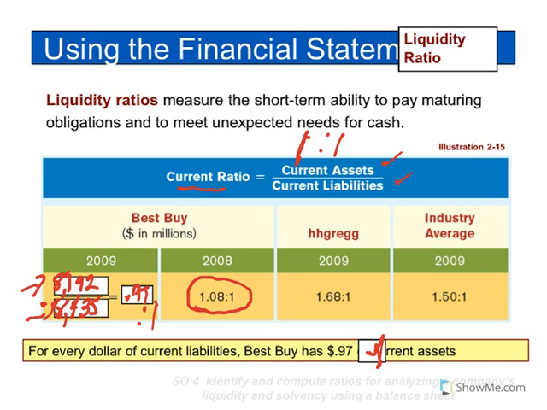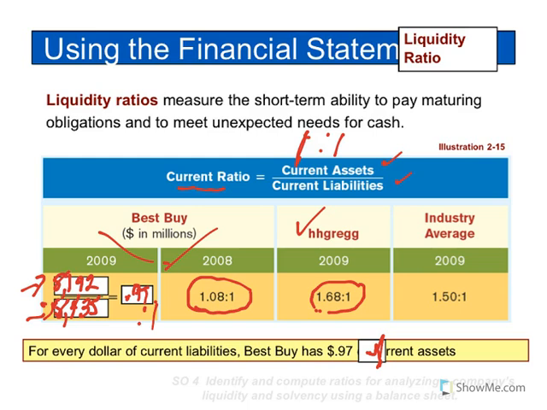So you can see that they're having more difficulty here with the liquidity ratio. It has gone down considerably. Now the other thing about ratios is they really take on meaning when you compare them to other companies or industry average. In this case over here, we compared it to the year before, 2008. Now if we compare it to our competitor, H.H. Gregg, in 2009, look, they had $1.68 in current assets for every dollar of liabilities.